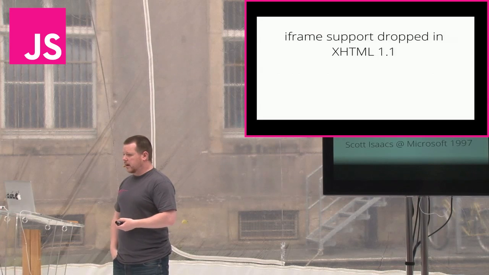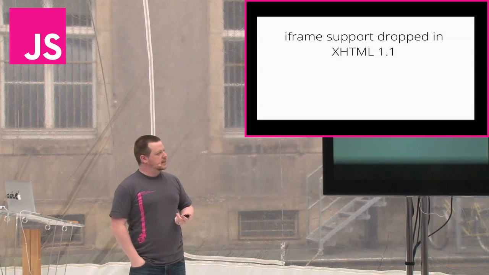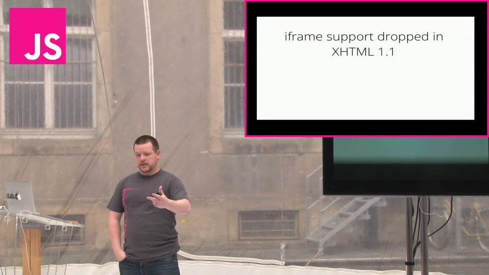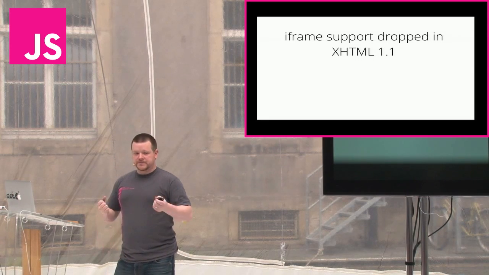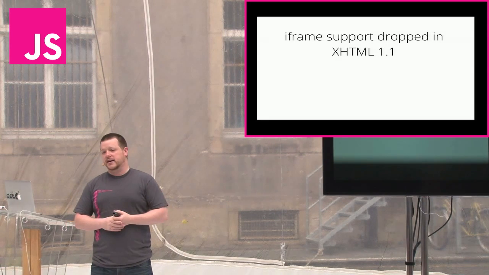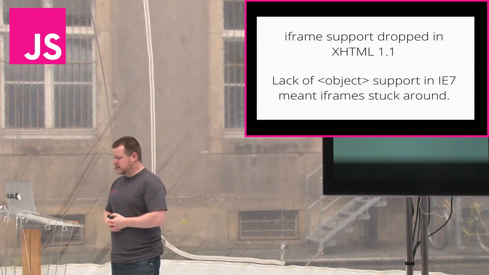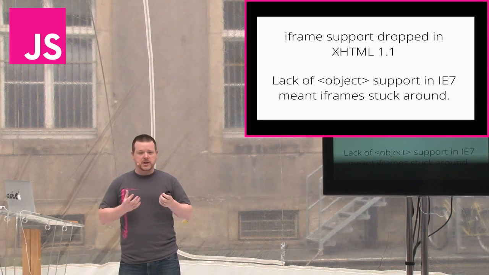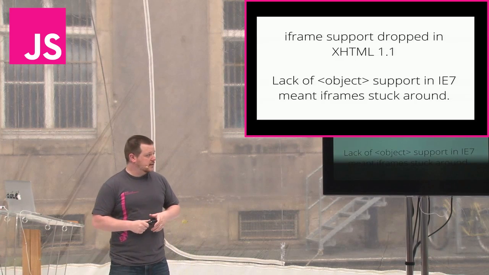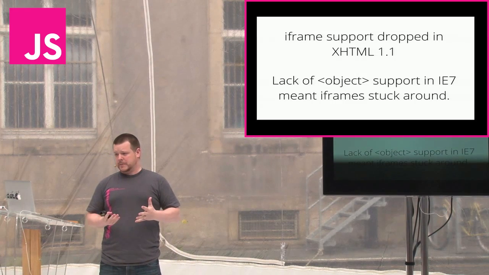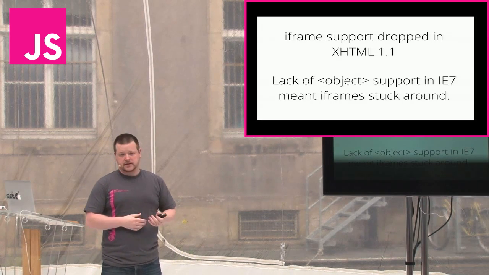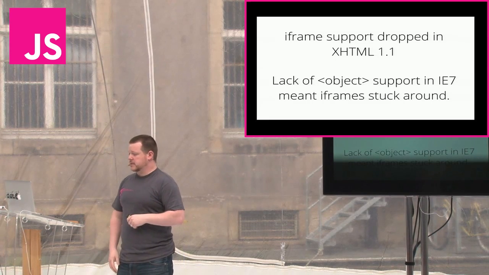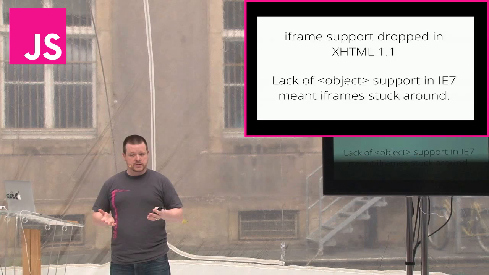And the iframe was deprecated in XHTML 1.1, so we were going to lose iframes in HTML as we know and love. But IE, being the amazing browser that it is, didn't really support the alternative. So the object element was supposed to be the alternative to iframes, and because IE7 messed it up a little bit, the rest of the browsers supported iframes, and we continue to have iframes today for some of the crazy stuff that we're doing with iframes.